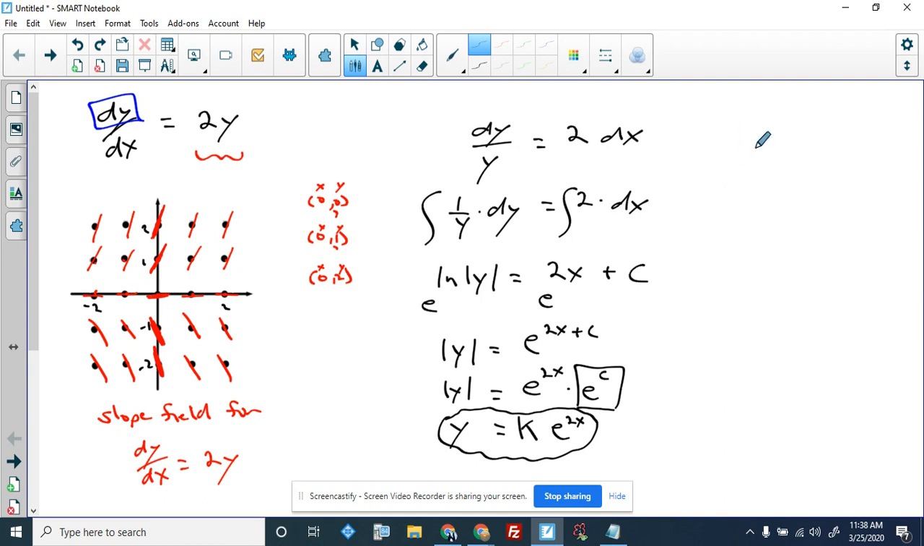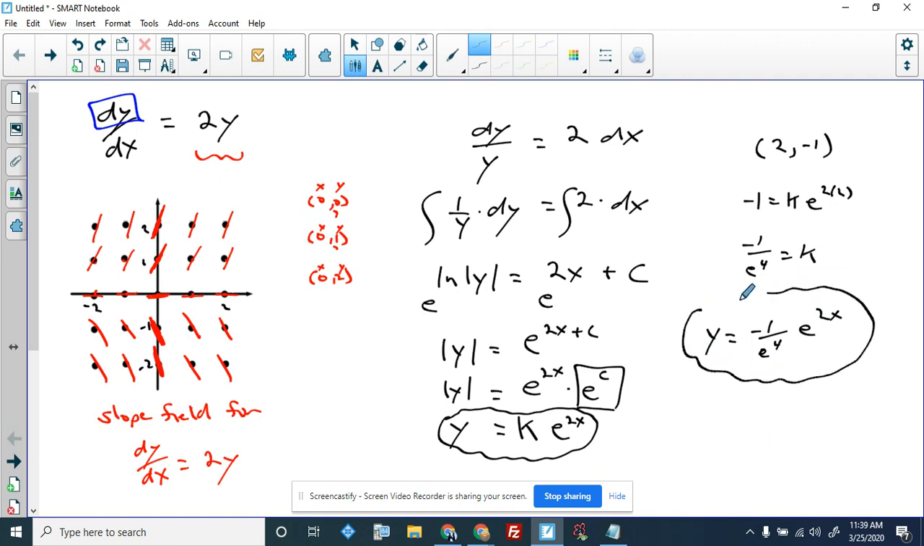Now, if I made this an initial value problem and said, find the particular solution that goes through 2, -1, so -1 equals k times e to the 2 times 2, right? It probably would have been cooler if I did 0 something, because this would have got the e out of it, but whatever, it doesn't matter. So now that's just e to the 4th. So I'm going to get k equals -1 over e to the 4th. That's just a number. That's my constant. And so y equals -1 over e to the 4th, that's just a negative number, right? Whatever it is, times e to the 2x. This would be my particular solution.